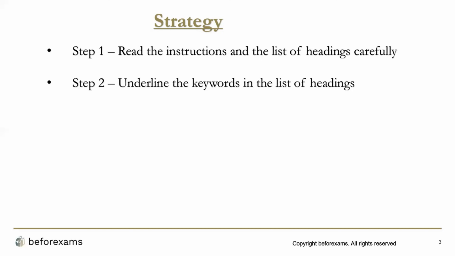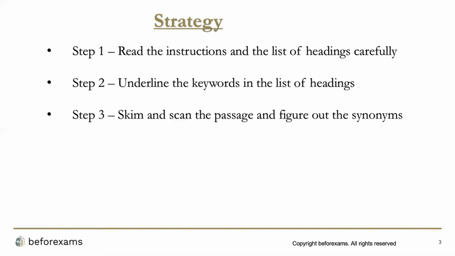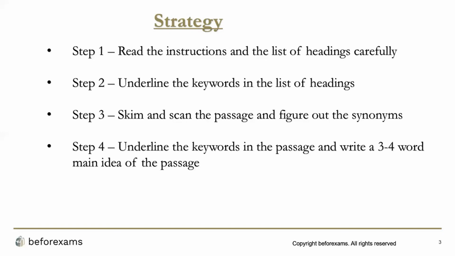Underline the keywords in the list of headings. After underlining the keywords, you have to work on one heading at a time. Read the heading, understand it, memorize the keyword, and then try to look in the passage. After that, skim and scan the passage and figure out the synonyms. Just check whether synonyms are used or the exact keywords are used. Exact keywords will be rarely used. Many a times you will find the synonyms instead. Then underline the keywords in the passage and write a 3-4 word main idea of the passage.